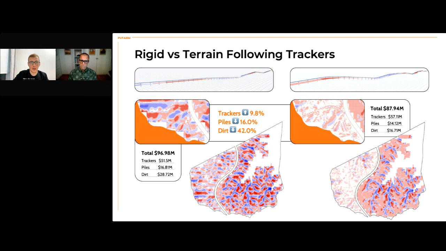So it went down 16 percent. The piles went from 16.8 down to 14.1. In that particular case, we went down from 97 million to 88 million, which is quite a lot, right? So it's 9 million, but again, it's not that by saving like 42% of dirt, you're actually cutting your cost twice, right? There are other aspects like trackers and piles, which need to be taken into account, and that's basically the whole challenge of such a workflow.